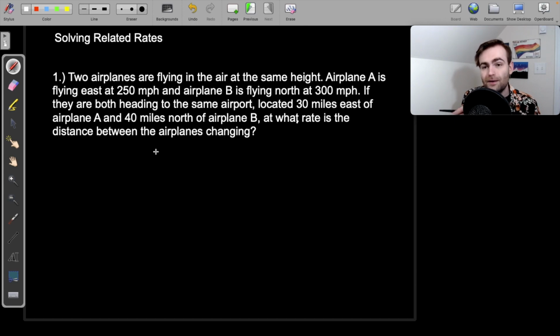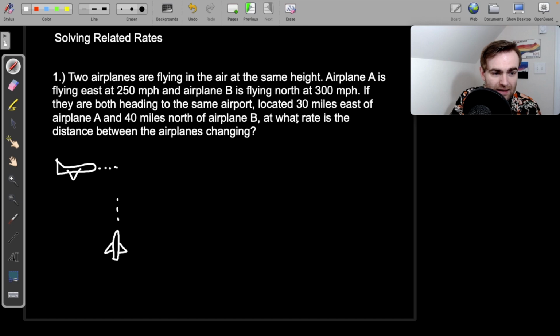So let's draw what's going on here. We have two airplanes. I am going to do my best not to take forever drawing them. There's one that is flying east, if I'm not mistaken. Yep, it's east. And this other one is coming from the south. It is going north. So I'm just going to do that. And they are both heading towards the same destination. Alright, so this is a very crude picture, but this is what we've got going on.